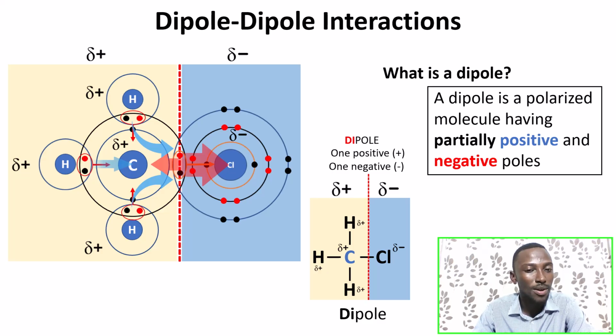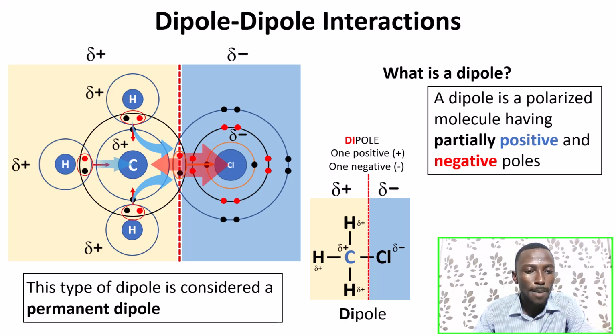And the poles we are talking about are partially positive and partially negative poles. Now, this type of dipole is known as a permanent dipole. Good. This is a permanent dipole because chloromethane will always have a part that is partially positive and another side that is partially negative. That's why it is considered a permanent dipole. In our next lesson, we'll be considering what a temporary dipole is when we get to induced dipole interaction or London dispersion force.